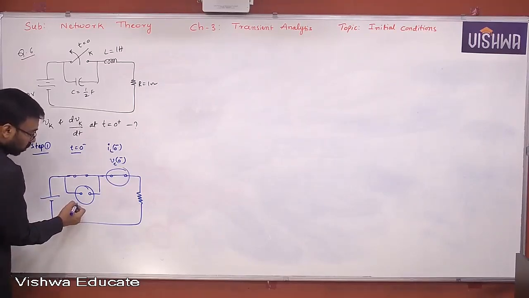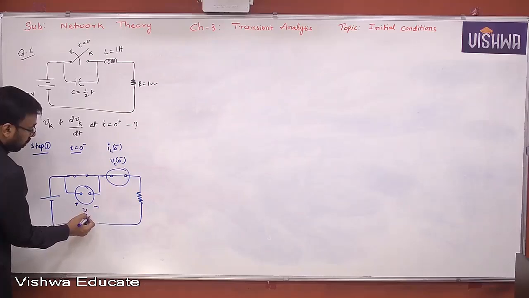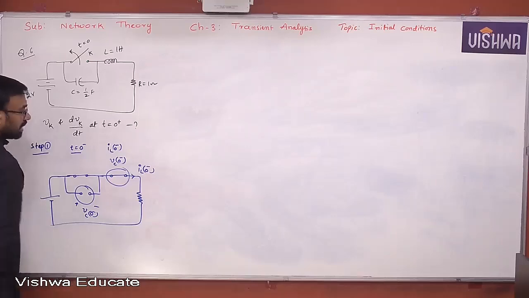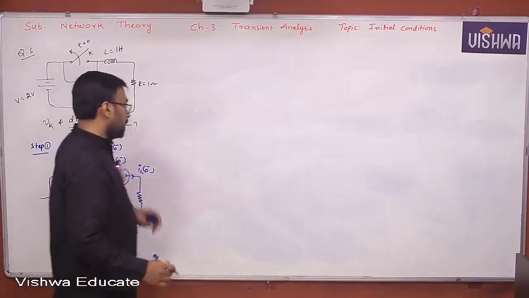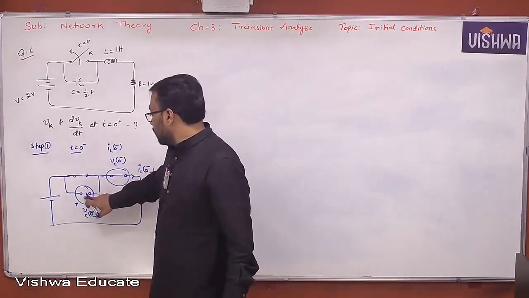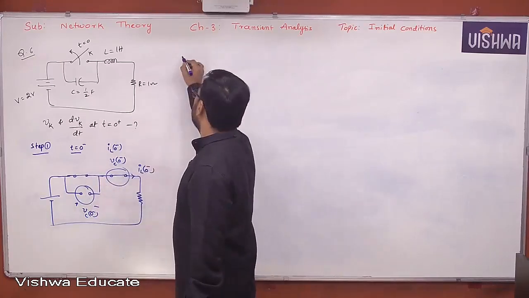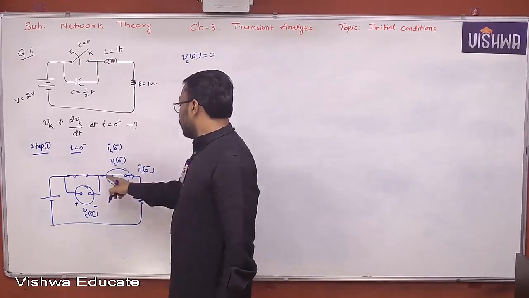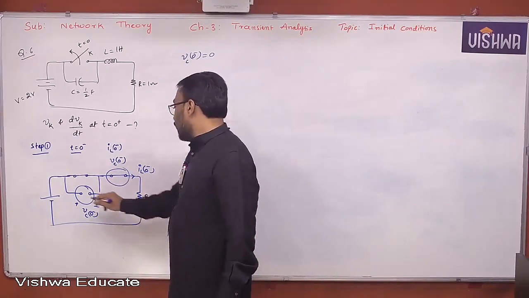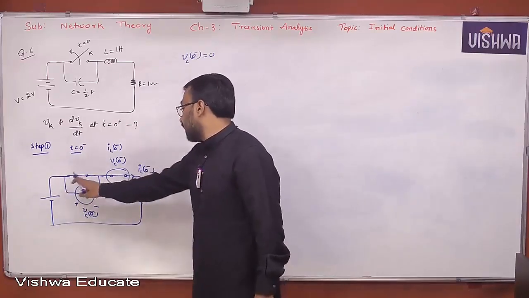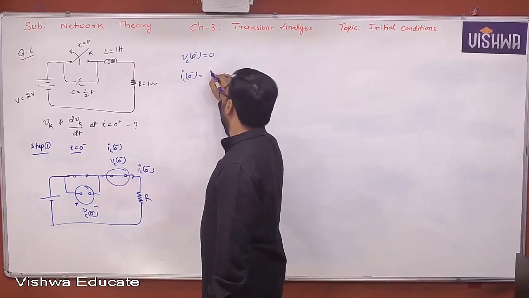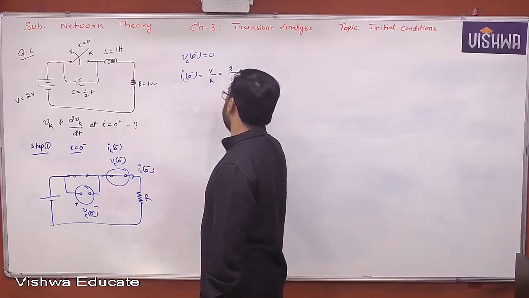Okay. Your objective is to find the VC of 0 minus, IL of 0 minus, because the first step is always dealing with what? IL of 0 minus and VC of 0 minus. Since it is across a short circuit, you cannot charge the capacitor keeping a short circuit across it, so 0. Now this is current flowing through resistor R, and this current is passing like this. So IL of 0 minus is that voltage source by resistor, now 2 volts by 1 ohm, 2 ampere.